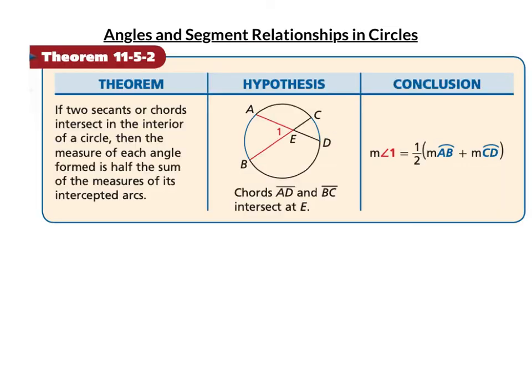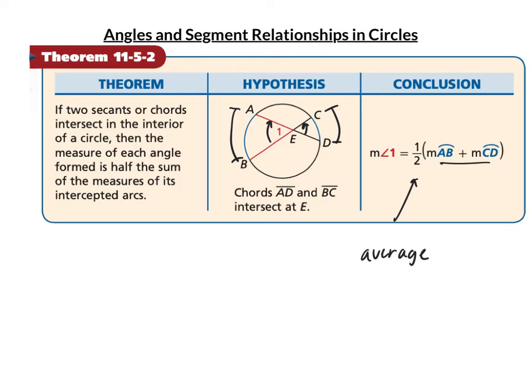Our second theorem says that if two secants or chords intersect in the interior of a circle, then the measure of each angle formed is half the sum of the measure of its intercepted arcs. This angle here, or this one, these are vertical angles, is half the sum of these two arcs. Notice that that's an average. Add them up and then divide by 2. Multiplying by half is the same as dividing by 2.